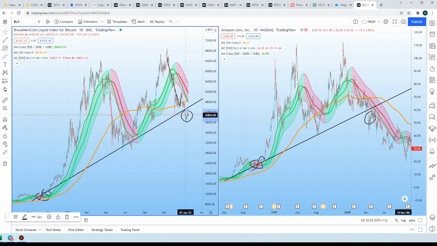Now, I am saying I do expect to move up to $48,000 pretty soon to retest this trend line before we continue downwards or move upwards. Obviously, if we move upwards, that would invalidate what we're talking about here. If we move downwards, this is very much still a possibility.